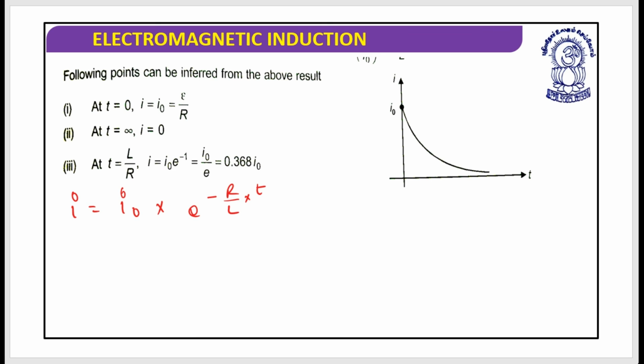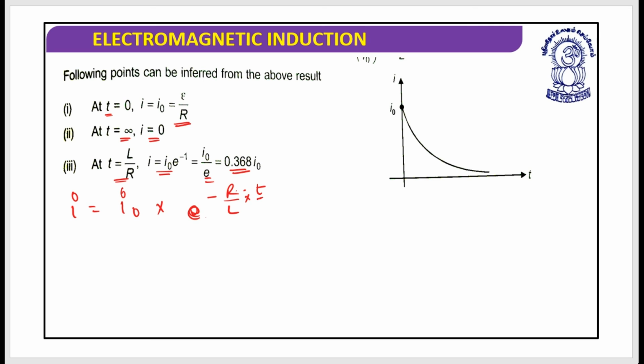Now if I put t is equals to 0, this is e to the power 0. E to the power 0 would be 1, and when it's 1, it would be maximum current. Maximum, I mean it's E by R. At t is equals to infinite, this is e to the power minus of infinite, and that current would be 0. And at t is equals to L by R, it would be I is equals to I0 into e to the power minus of 1. This is equals to I0 by e, and that would be equals to 0.368, or I should say 36.8% of maximum current. It is current at time L by R.